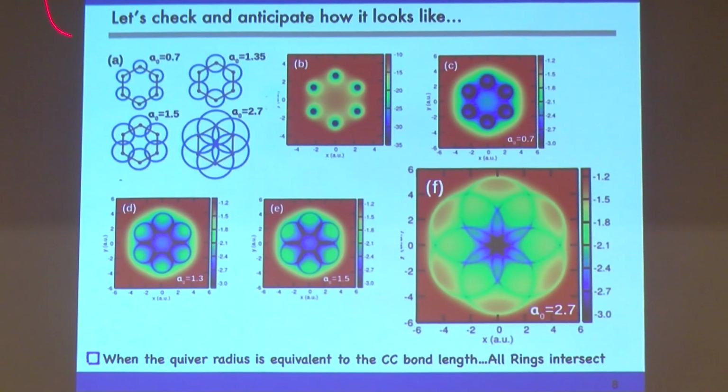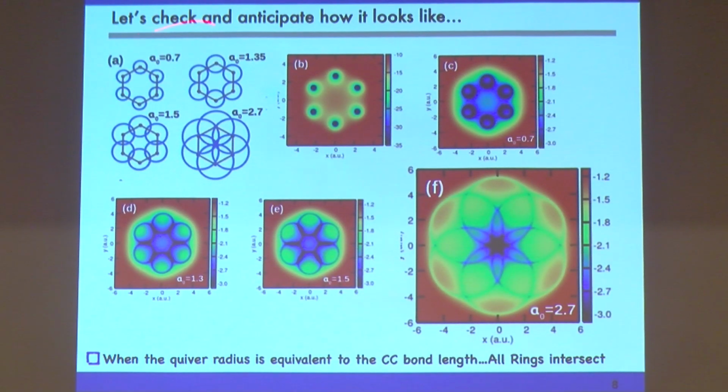So this is just a schematic picture of what would happen. Now I've drawn blue circles here with a radius of 0.7. So 0.7 is actually a laser parameter which includes the intensity of light divided by the frequency square. So this places a distance parameter on the molecule.